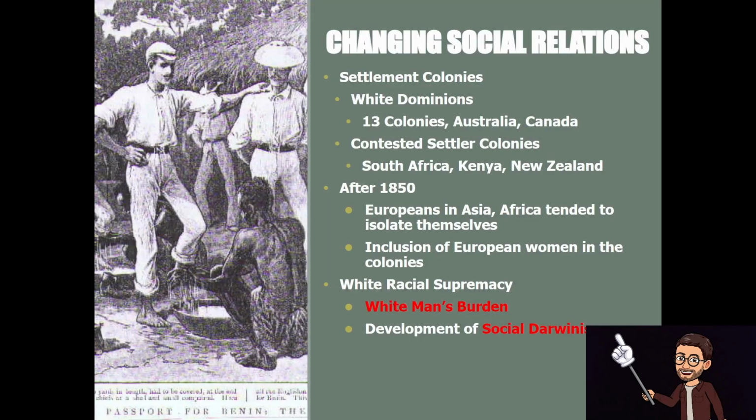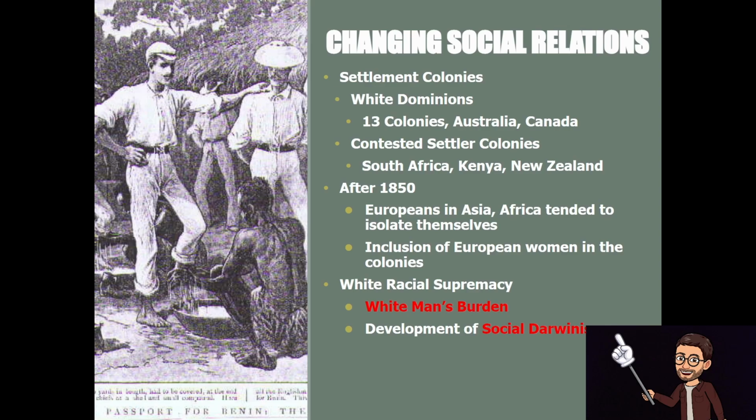Now, the other type of settlements, we have colonies. We have settlement colonies, and these are going to be white dominions. Now, what is a white dominion? A white dominion is where the area is majority white people. Examples of this are the 13 colonies, Australia, and Canada, where you would say 95 to 98% of the population there are white people.